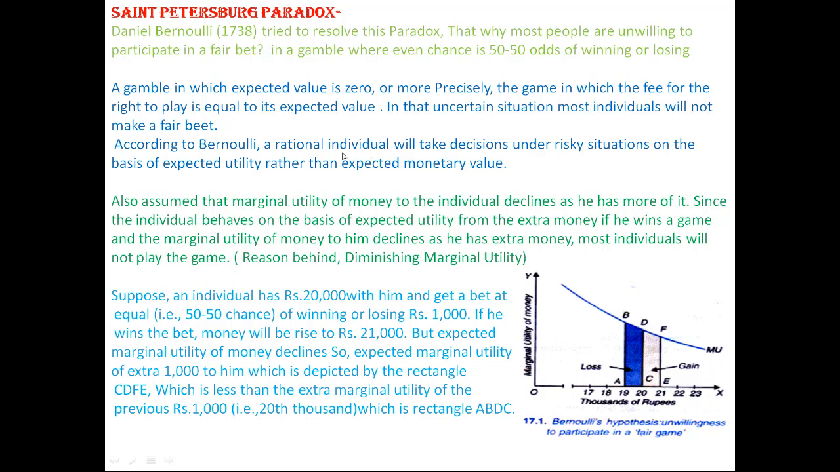According to Bernoulli, a rational individual will take decisions under risk on the basis of expected utility rather than expected monetary value. Also assume that the marginal yield of money to an individual declines as he gets more of it. The individual bids on the basis of expected utility from extra money if he wins the game, and since the marginal yield of money declines, most individuals will not play the game. The reason is diminishing marginal yield.